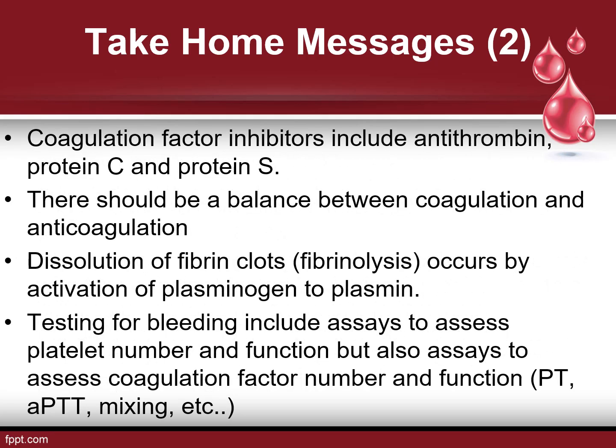Coagulation factor inhibitors include antithrombin, protein C, and protein S. There should be a balance between coagulation and anticoagulation. Dissolution of fibrin clots, fibrinolysis, occurs by activation of plasminogen to plasmin. Testing for bleeding includes assays to assess platelet number and function, but also assays to assess coagulation factor numbers and function: PT, APTT, and mixing studies.